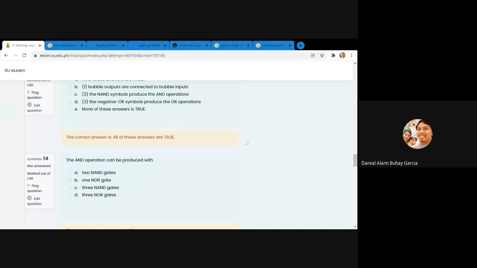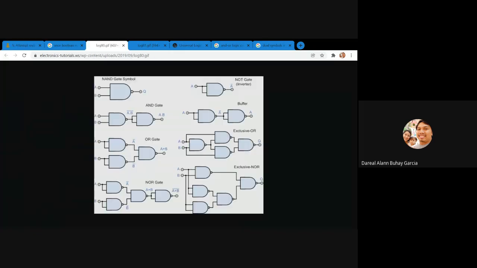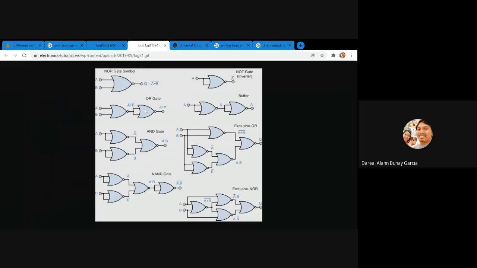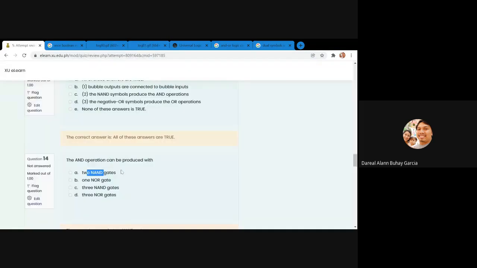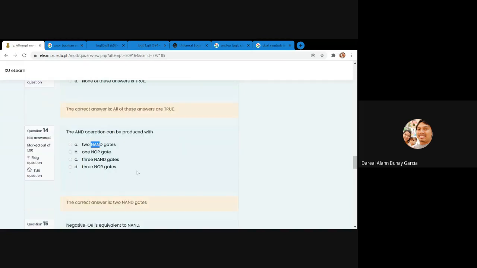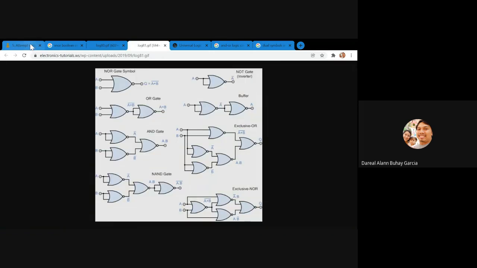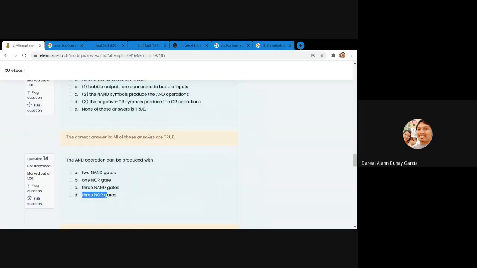AND operation can be produced with two NAND gates, this is correct. OR with three NOR gates, so that is correct. Doon ka book answer, A and D. Two NAND gates, 3 NOR gates. So, the book answer should be A and D.